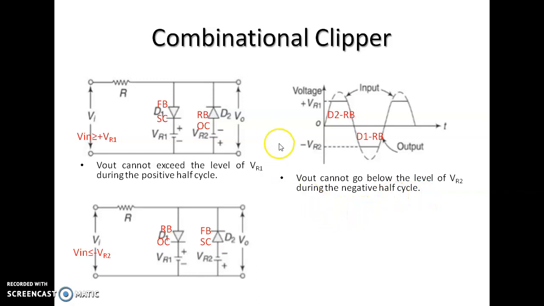So now let us conclude the working of the biased clipper. When the input is greater than VR1, the output remains at VR1. When the input is lesser than VR2, the output remains at VR2. For the remaining portions, the output follows the input.